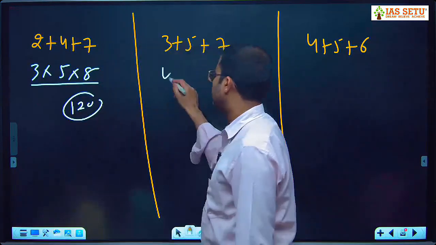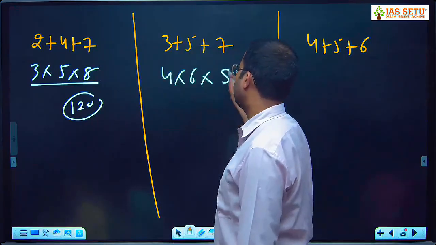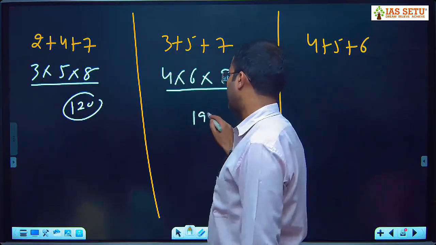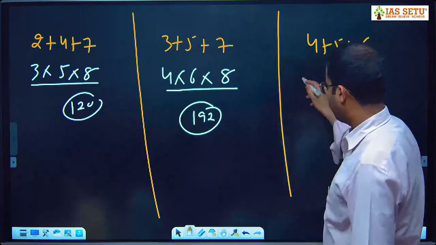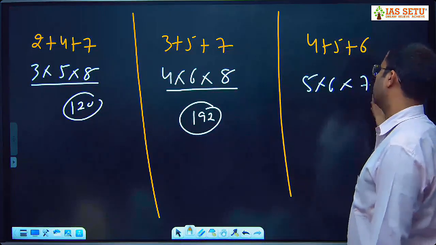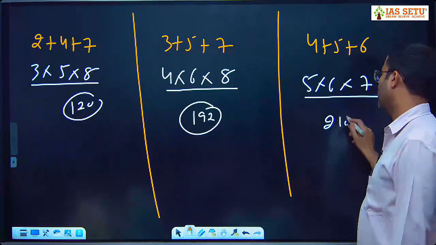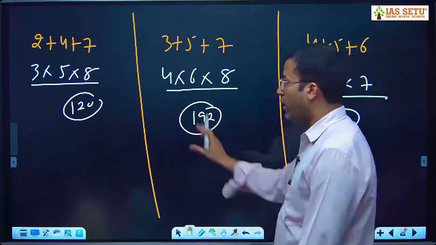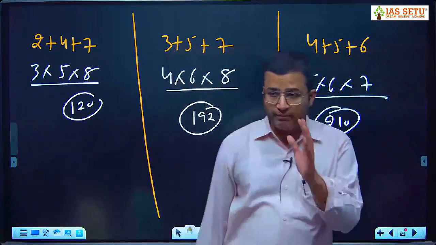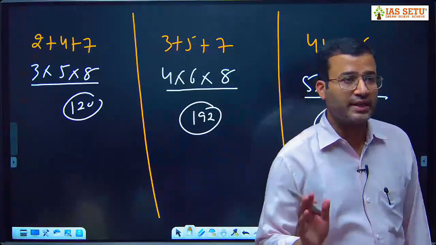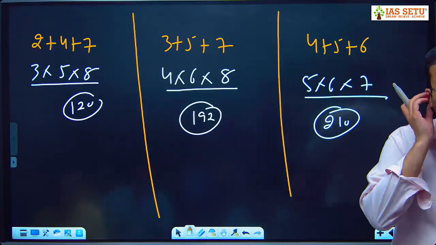Second question, 4 into 6 into 8, 24 into 8, 192. Okay. Here 5 into 6 into 7. What is your answer? 210. So one part of this topic is where number of cuts is given, and number of pieces is asked. Can we handle this? All of you?